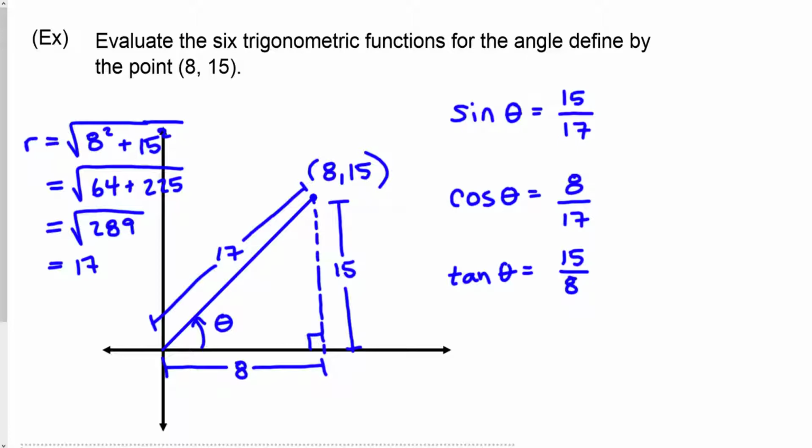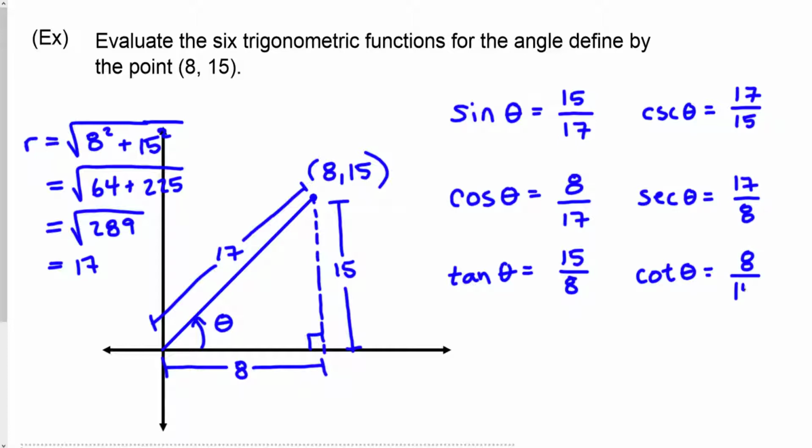Now the remaining trig functions, we have cosecant, we have secant, and cotangent. These are all just the inverses of what we've just found. So we don't really need to go through and calculate these at this point. Cosecant is going to be 17 over 15. Secant is 17 over 8. And cotangent is 8 over 15.